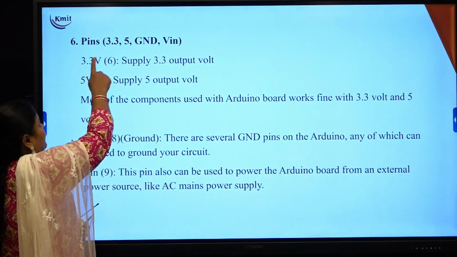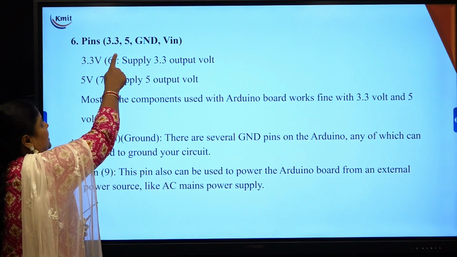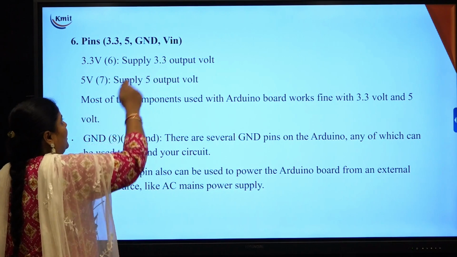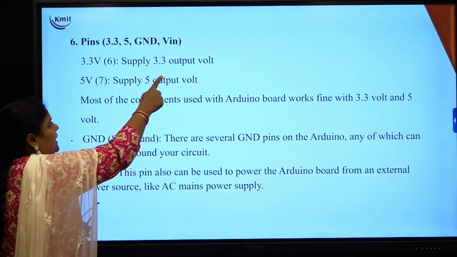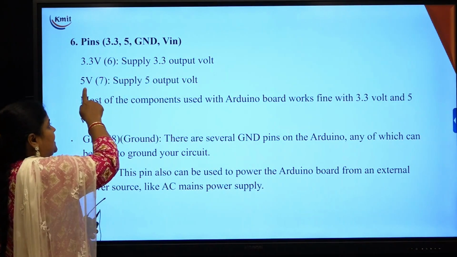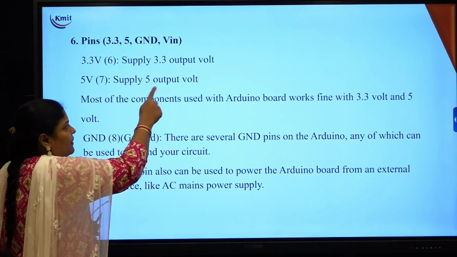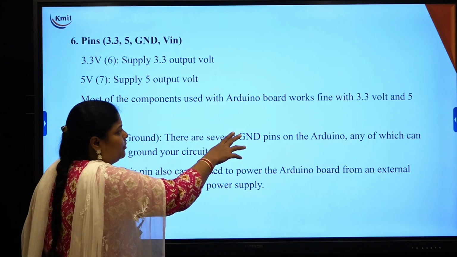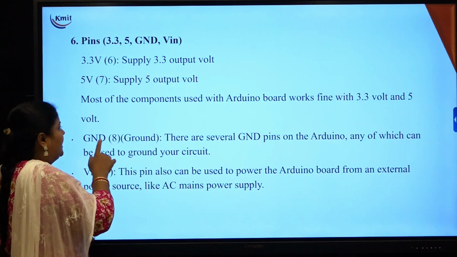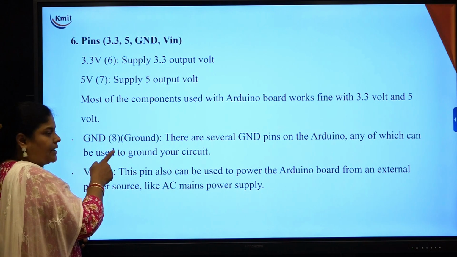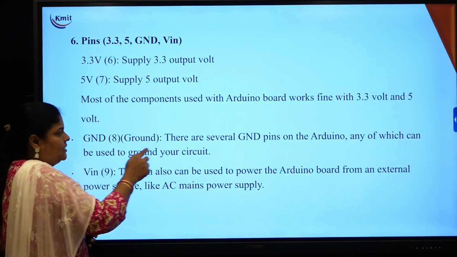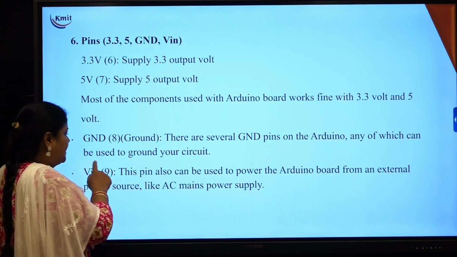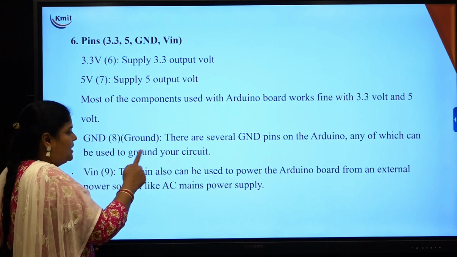Next, the pins which are used for 3.3 volts or 5 volts. You can also use a ground connection to the pin or a V in. So 3.3 supply, 3.3 output voltage. In the same way, 5 volts, if you want to supply 5 volts as an output voltage. Most of the components used with the Arduino board work fine with 3.3 or 5 volts. And the ground pin is pin number 8. There are several ground pins on the Arduino board, any of which can be used to ground your circuit.